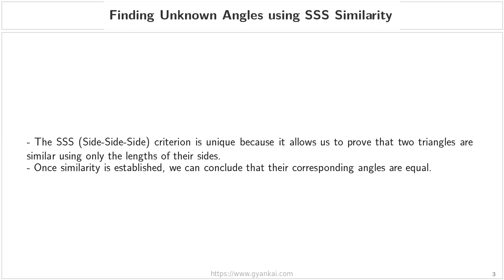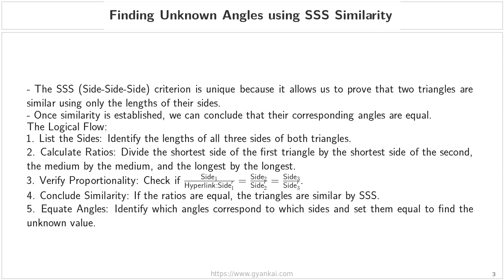However, the moment we establish that these triangles are similar, we gain a powerful tool. We can conclude that all their corresponding angles are also equal. To solve these problems systematically, I want you to follow this logical flow.